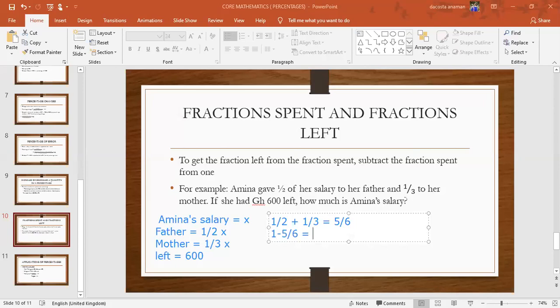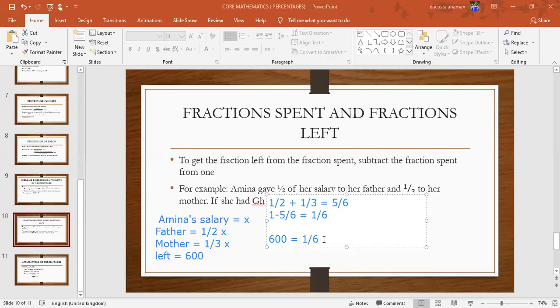Because the total salary will be what? 1 in fraction form. The total salary will be 1. So 1 minus 5/6 will give us 1/6. This is the amount that is left. So if the amount that is left is 1/6, then 600 Ghana cedis is equal to 1/6.